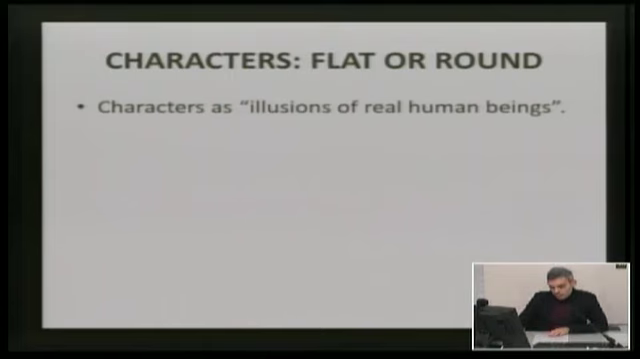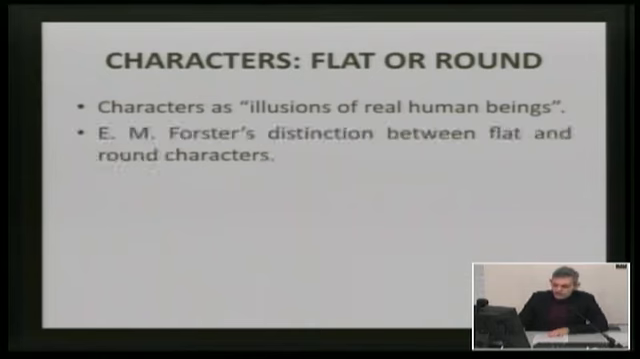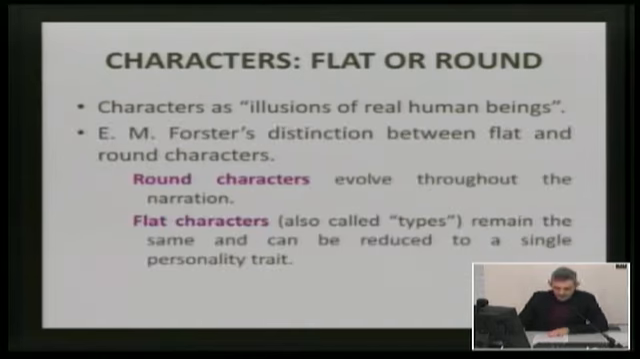The novelist E.M. Forster distinguished between round and flat characters. Round characters are those who evolve throughout the narration, and on the other hand, flat characters remain the same and can be reduced to a single personality trait. Flat characters can also be called types.